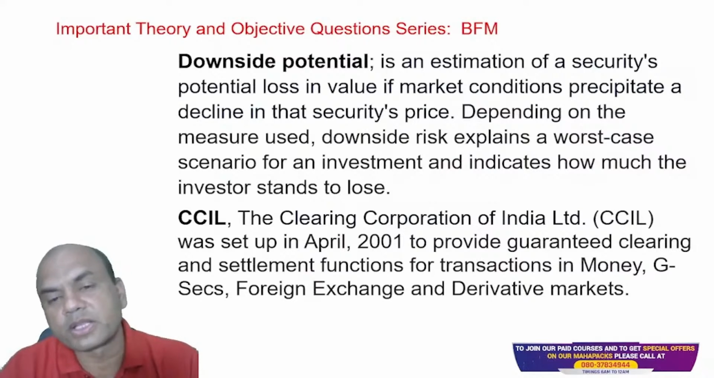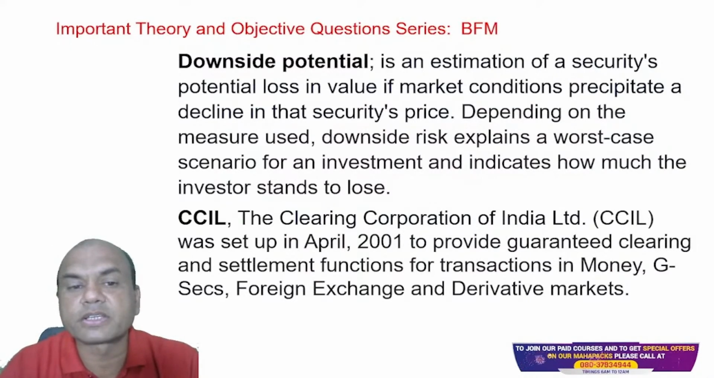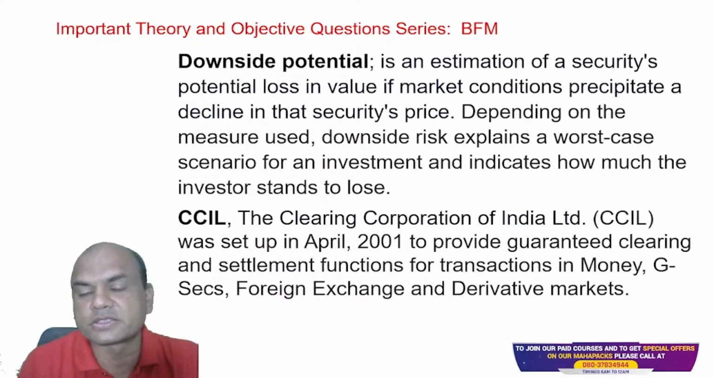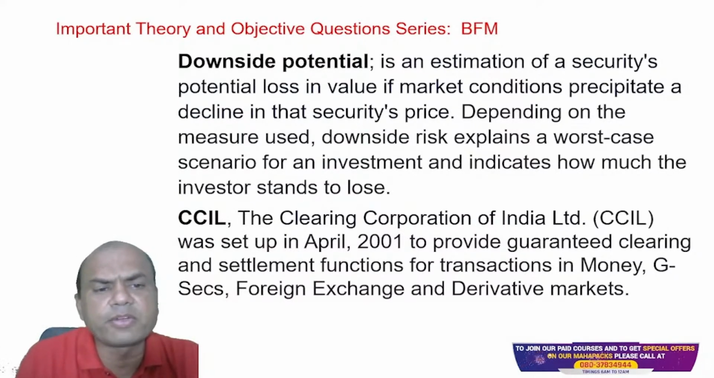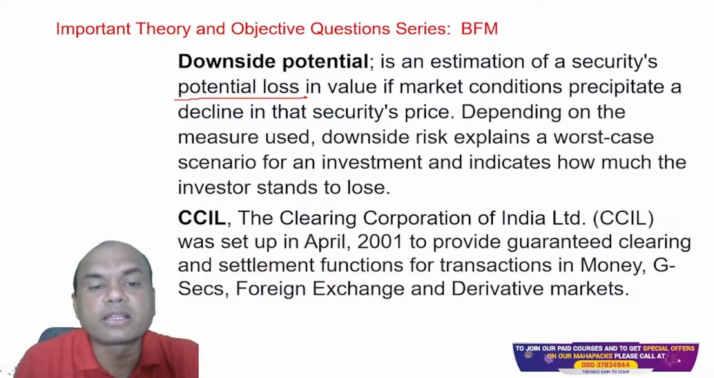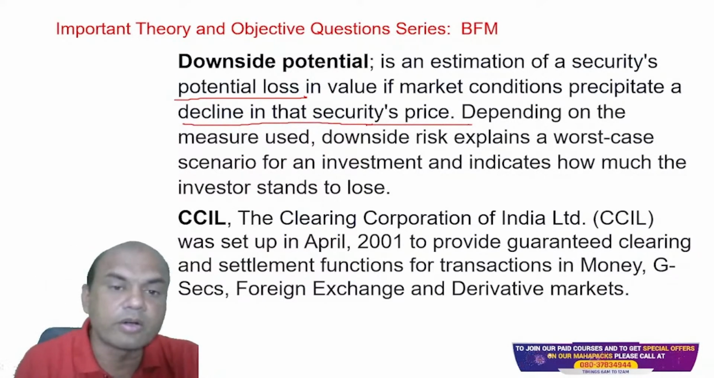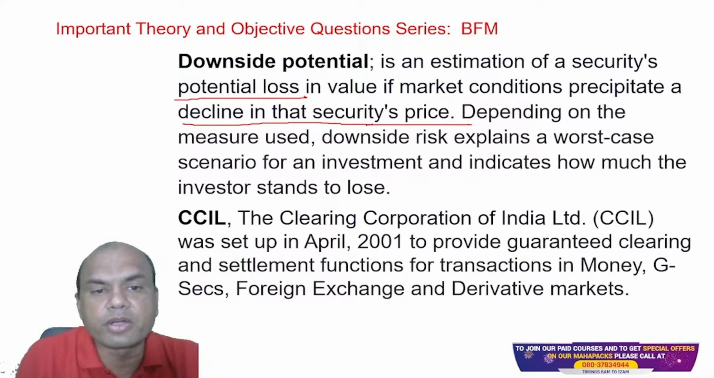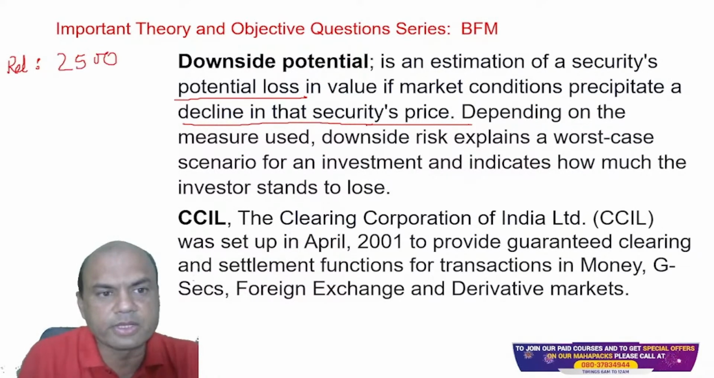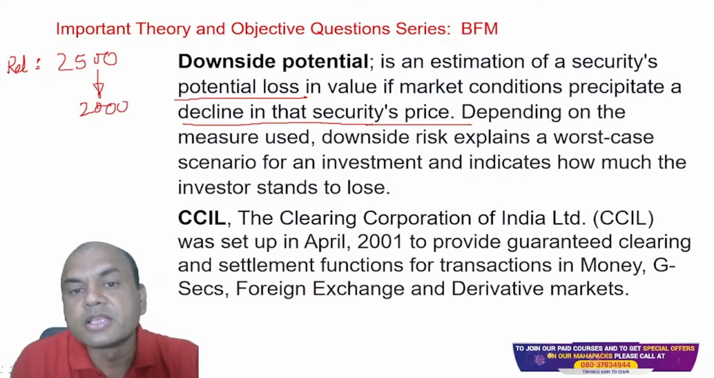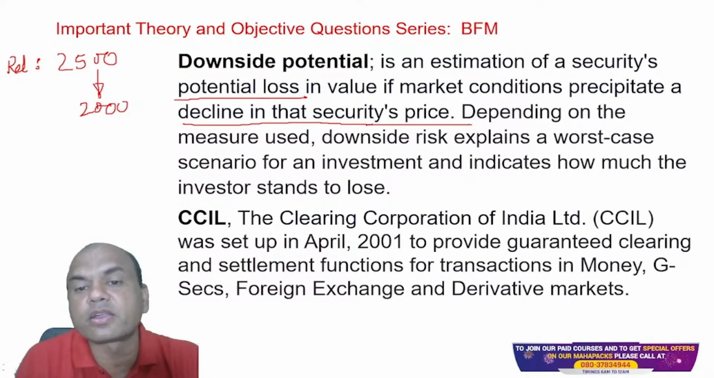Next one. Downside potential. It is the estimation of a security's potential loss in value if market conditions precipitate a decline in the security's price. Keep it very simple: potential loss due to decline in the price of the security. For example, we have studied this in our ABM or JIB also. Let me take Reliance share. If I bought it at 2500 and tomorrow the price of Reliance goes down to, let's say, 2000, this is the downside potential: the security's potential loss due to the decline in the security's price.